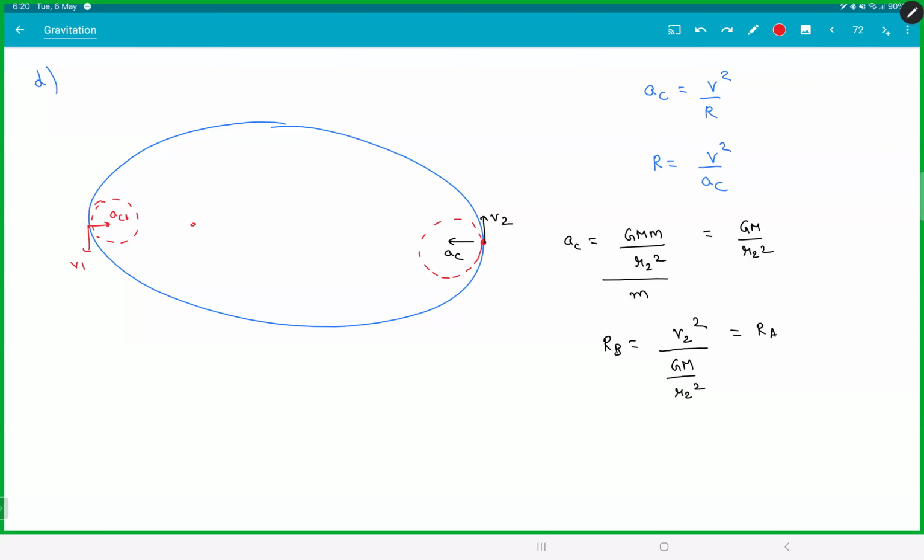Is that clear, everyone? So you just find the force between the sun and the planet, divide by mass, and you get the acceleration. That will be the centripetal acceleration. And with v square by r, you get the radius of curvature. All clear with this?